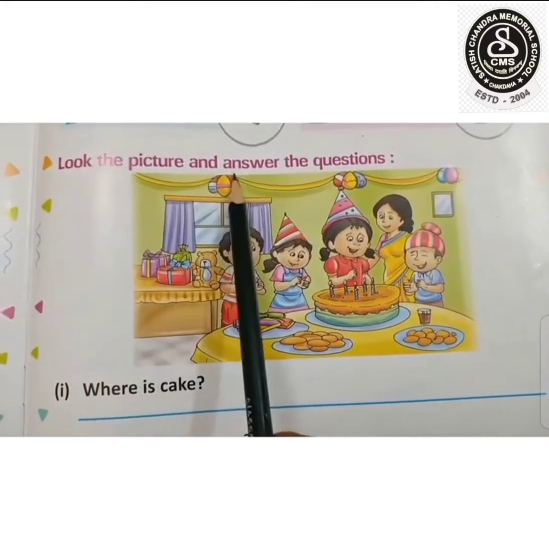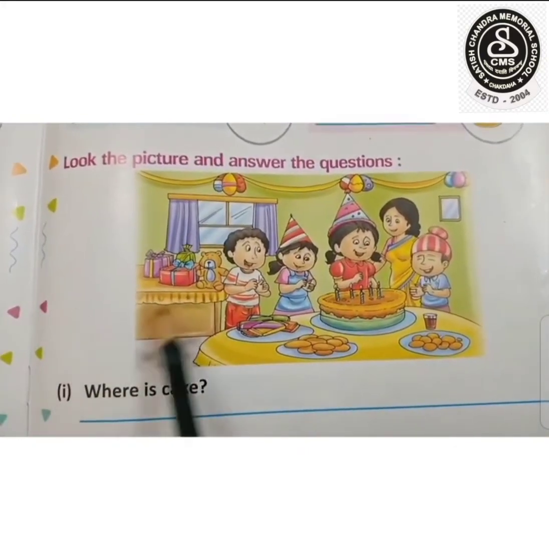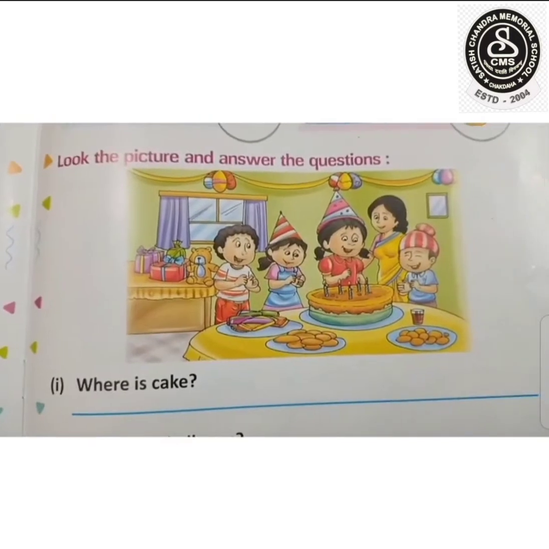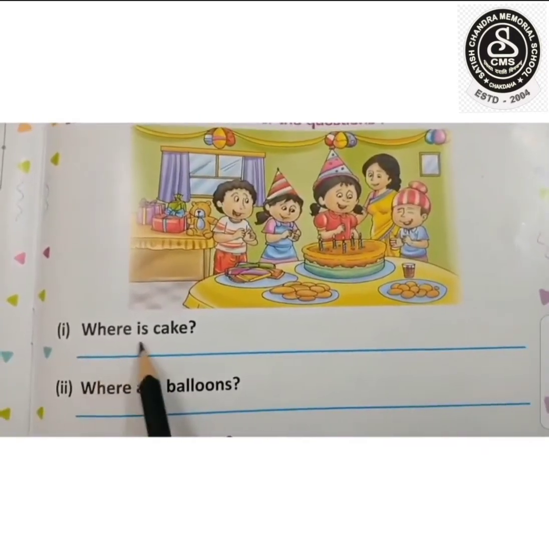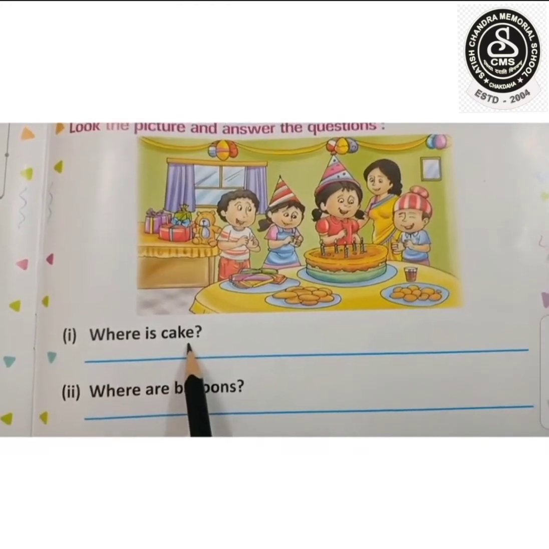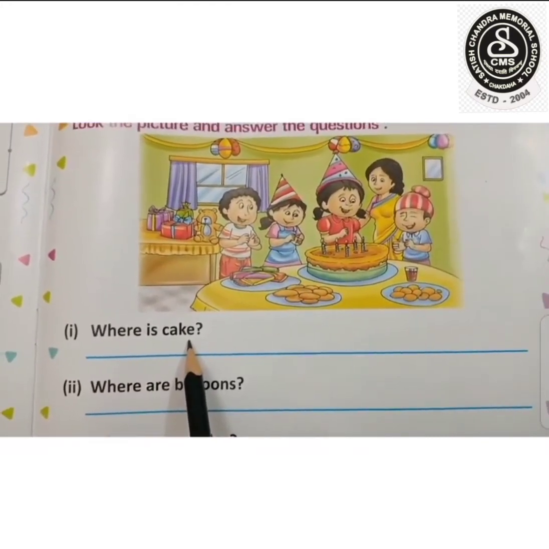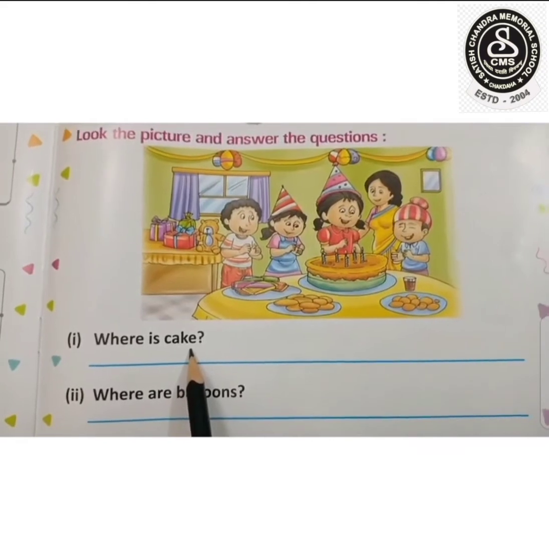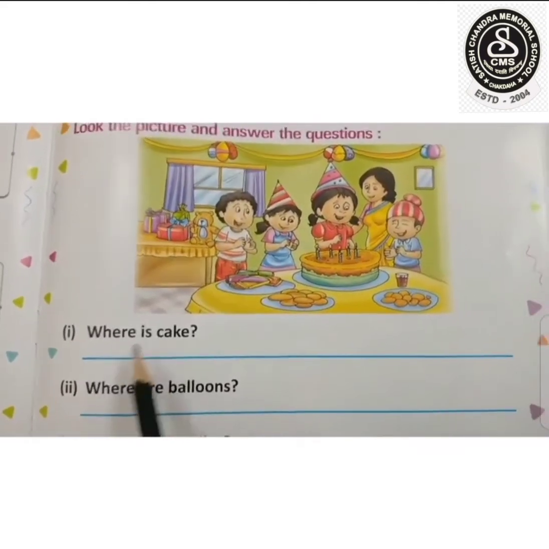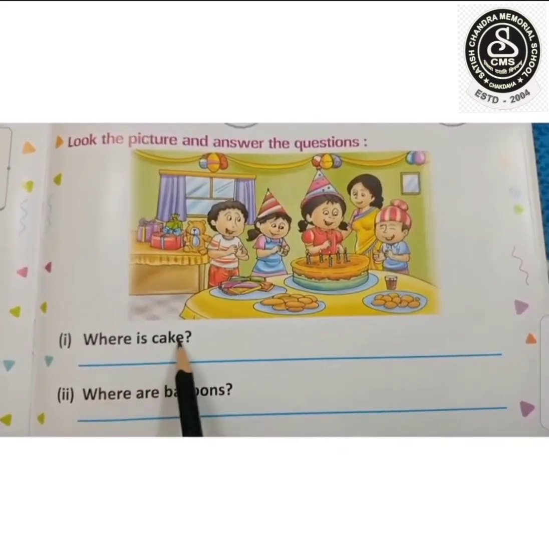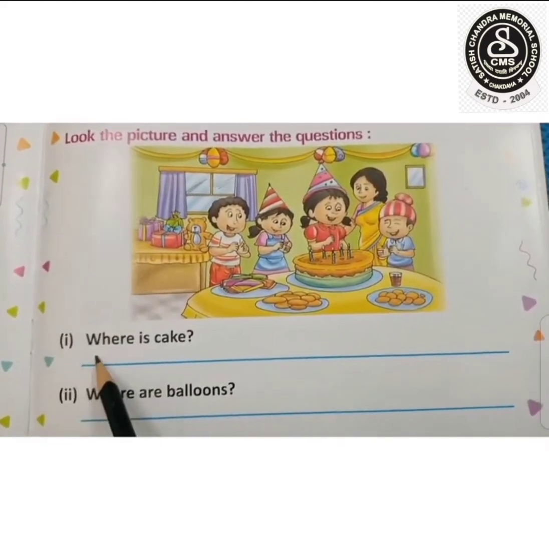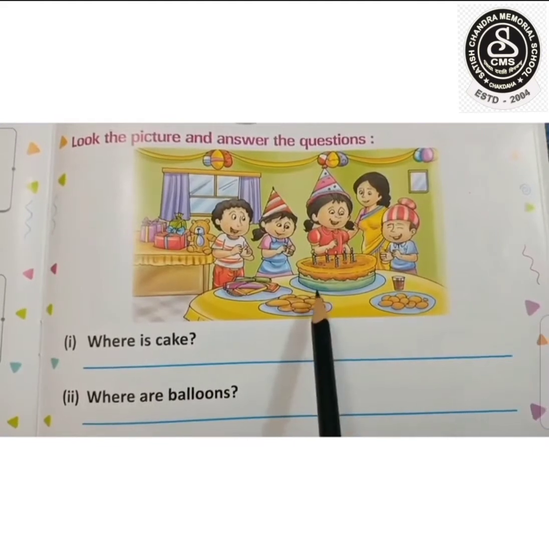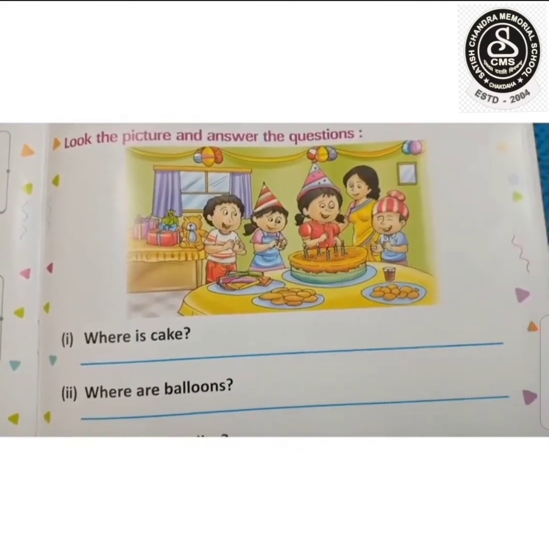Look at the picture and answer the questions. So we have to look at these pictures and we have to answer the questions. Where is cake? Now children, where asks about position or where asks about the place, right? So children, where is cake? Yes, the cake is on the table.